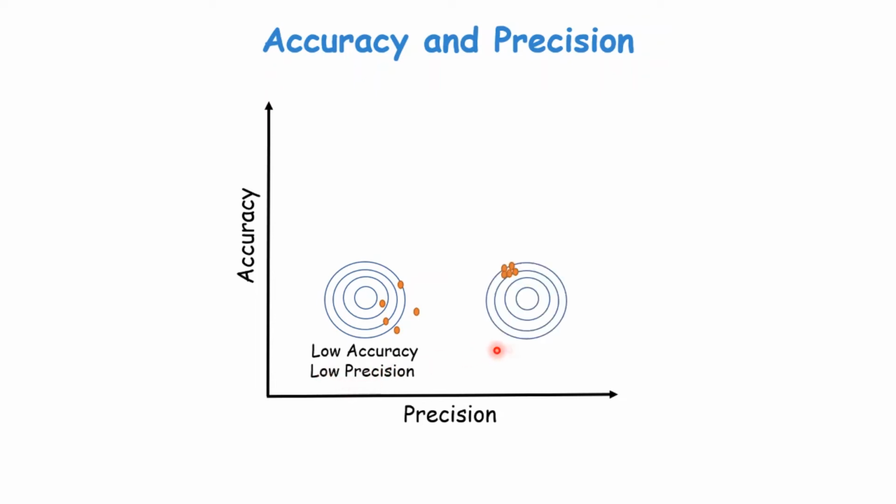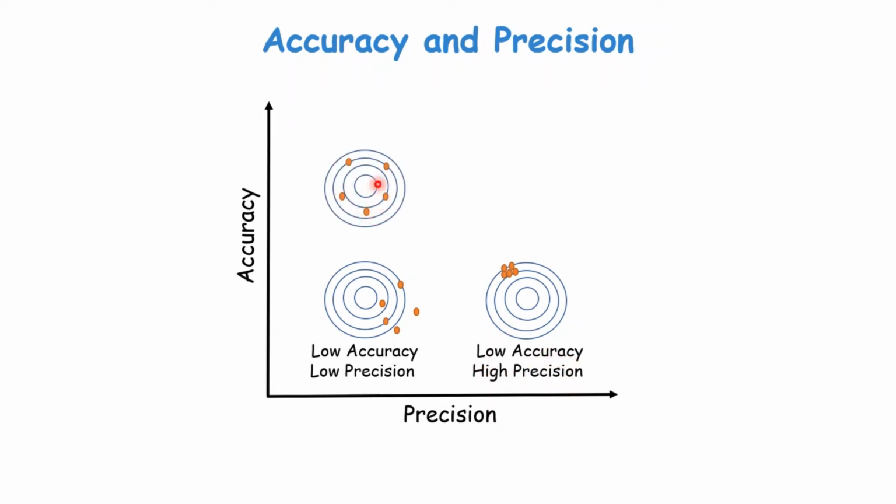Then the next one: the accuracy is still pretty poor because, again, the shots are outside the bull's eye. But the precision is much better. They are all located next to each other. So this one is high precision but low accuracy.